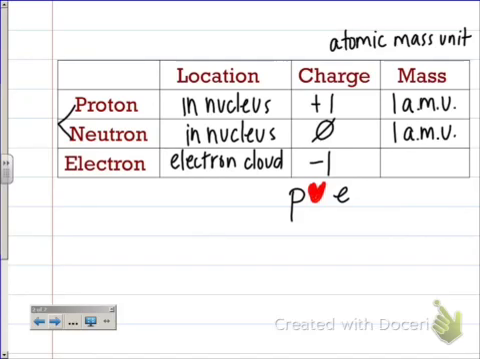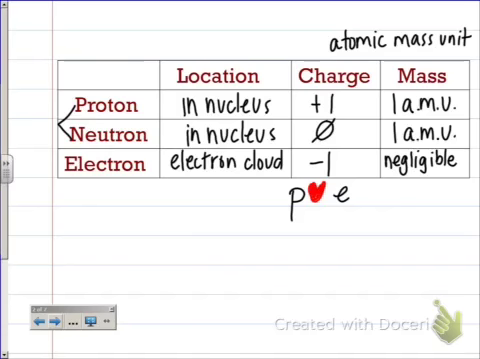Electrons, however, are so much smaller than protons and neutrons that we call their mass negligible. Say that word, negligible. Negligible means it's so small that it doesn't really change anything. So protons and neutrons make up the entire mass of an atom, as far as we're concerned. So the mass of the atom comes from the nucleus. However, the volume of an atom comes from the electrons. Okay, from the electron cloud.